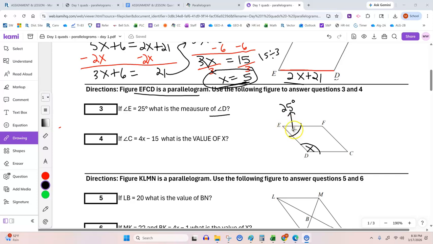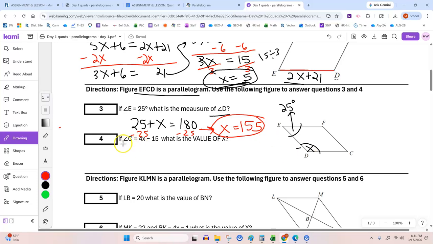Okay, so angle E and angle D are adjacent. That means we would go 25 plus x over here is equal to 180. Okay, and then we would subtract 25 from both sides. And then we're going to get x is equal to 155, correct? Okay, so that would be that.